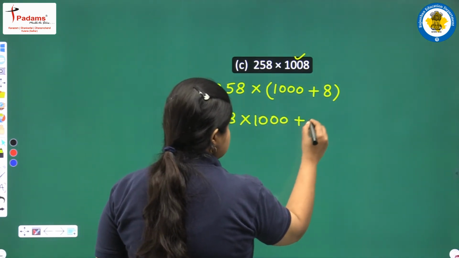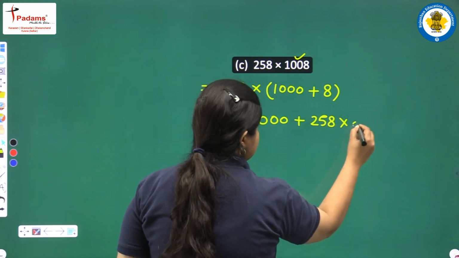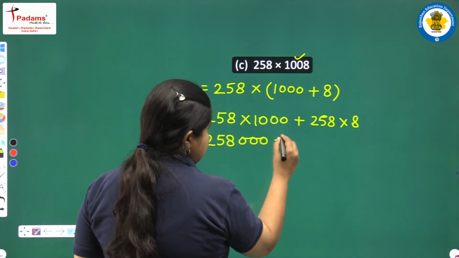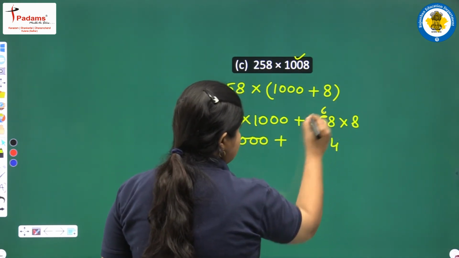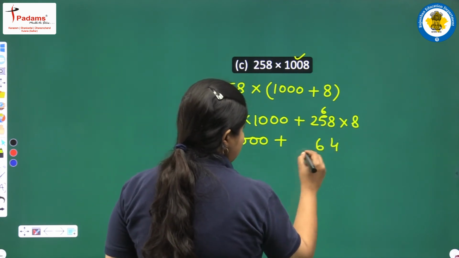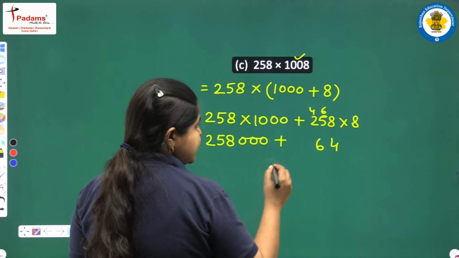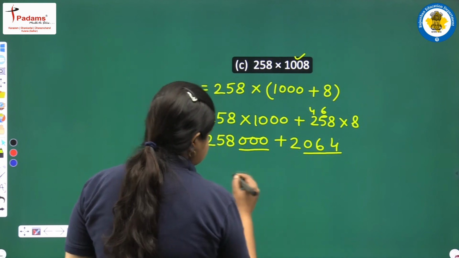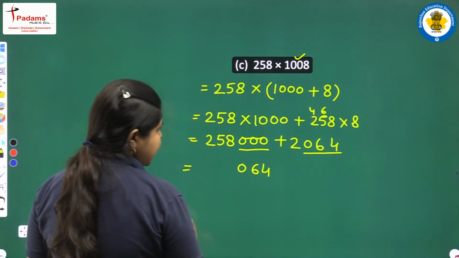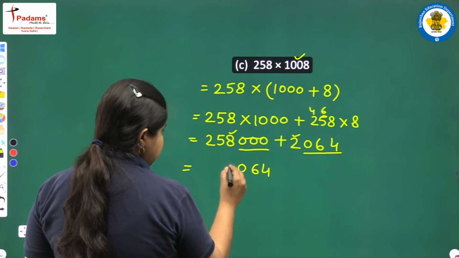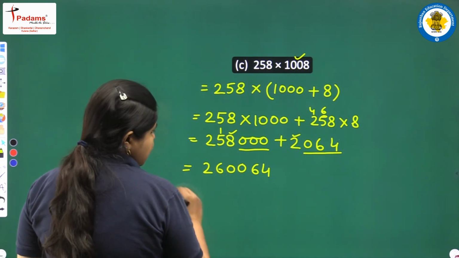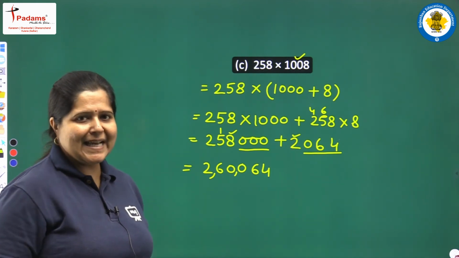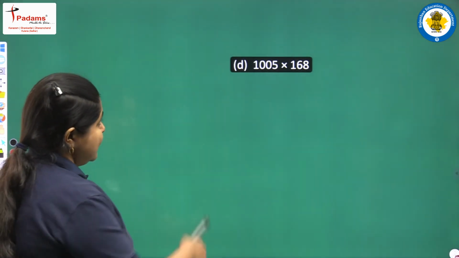So distributive property will once again be applied. 258 into 1000 plus 258 into 8. It will be simply 258 and then the 3 zeros, and multiply these two. 8 8s are 64, 8 5s are 40, it's 46. 8 2s are 16 and 4, it will be 20. 3 zeros at the back, we can straight away write 064 at the end. Then 8 and 2, it's 10, 1 carried, it will be 6. And so we get the answer as 2,60,064. Very easy again.